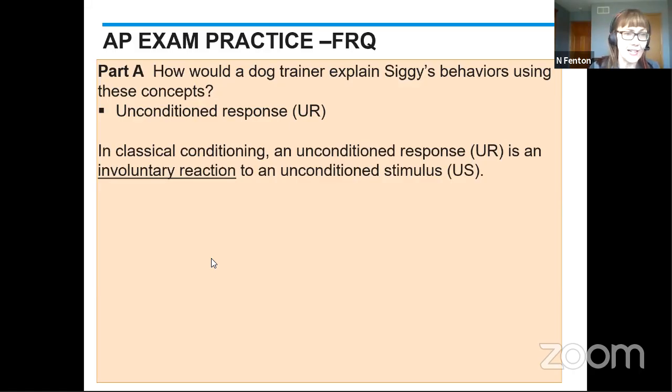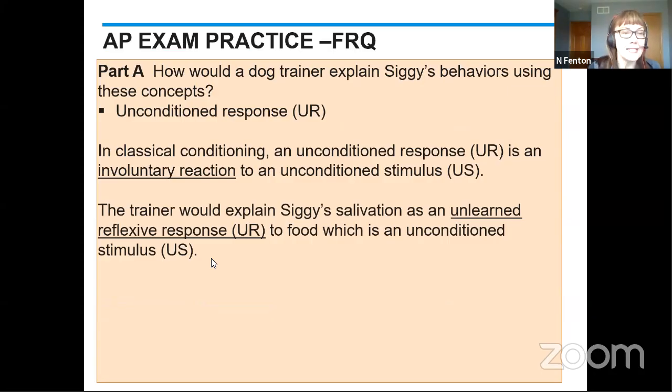In classical conditioning, an unconditioned response, or UR, is an involuntary reaction to an unconditioned stimulus. And remember, whenever you see unconditioned, you mean unlearned. So you want to say that it's an involuntary reaction or a reflex. The trainer, in this case, would explain that Siggy salivates because it's an unlearned reflexive response to food, which is the unconditioned stimulus.